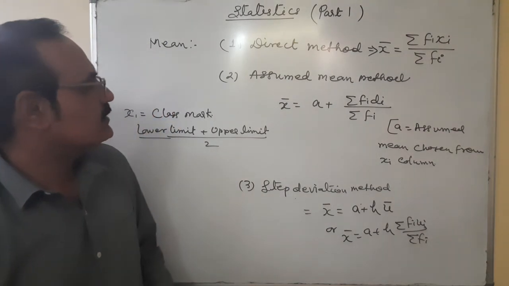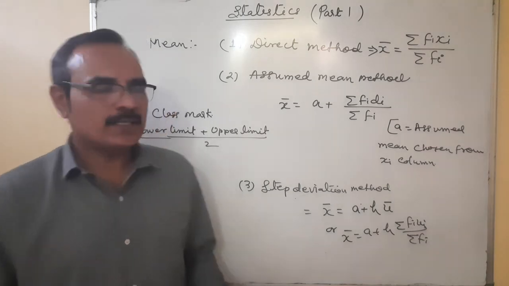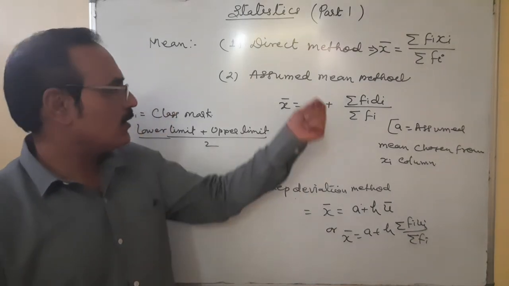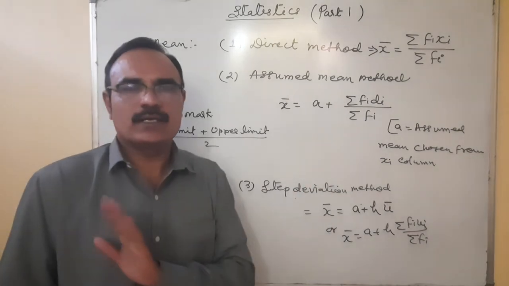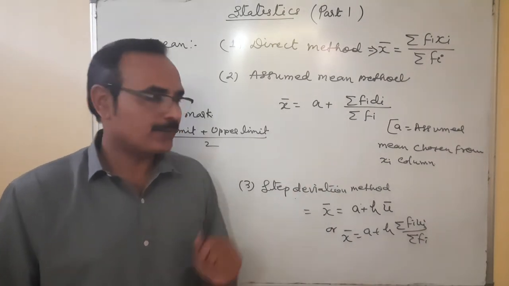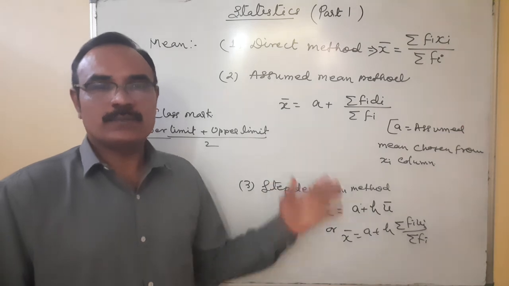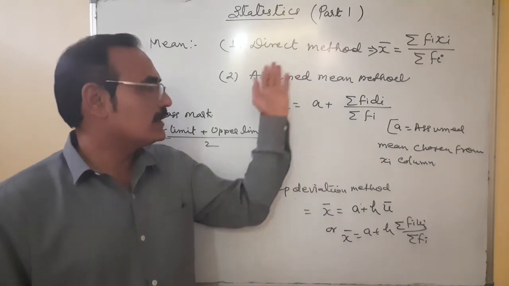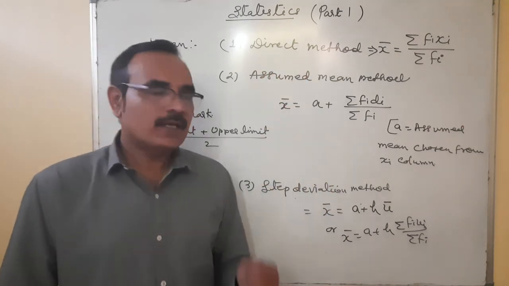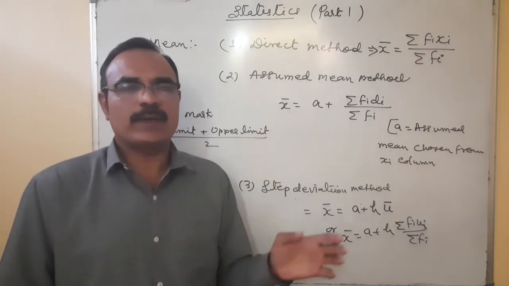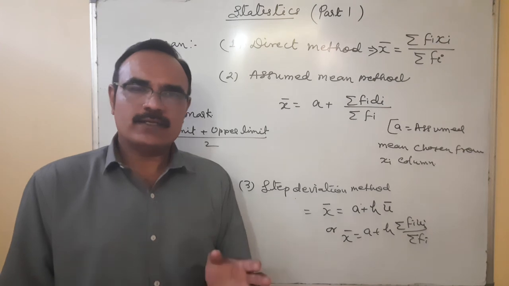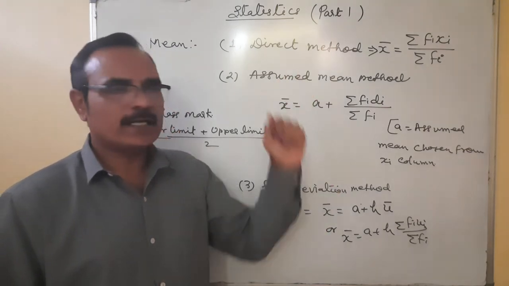What are the differences between these three methods? By the way, assumed mean method and step deviation method are simplified forms of the direct method. These are not new things. What are the uses of these three different methods? The direct method can be used anywhere, but generally when xi and fi, that means the frequency column and xi column, are in a very simple form, we can use the direct method.